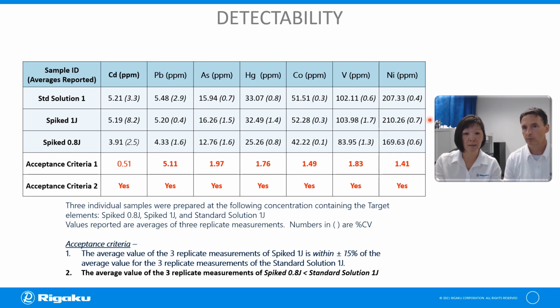Our next one is showing the detectability for all these elements, and the requirement was to distinguish the difference between the 0.8J and 1J level. And you can see here it meets all the criteria. So these are all listed within USP Chapter 233, which are basically our validation requirements. So TON has actually done that on several different materials, really showing that the XRF will meet these criteria.